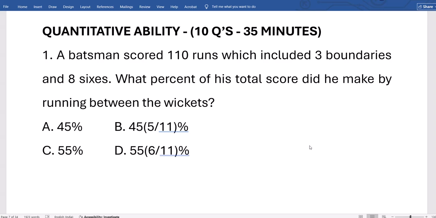Series first question related to percentage topic. A batsman scored 110 runs, which include 3 boundaries and 8 sixes. What percent of his total score did he make by running between the wickets?